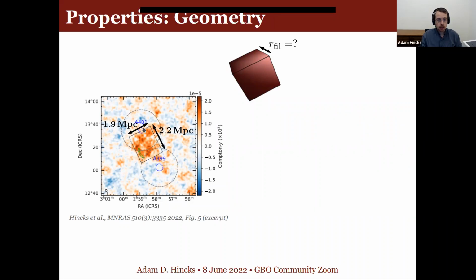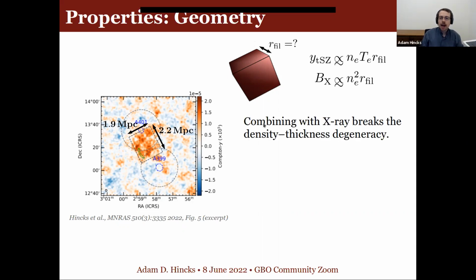These are the dimensions in physical units in the transverse and along the axis. Because our measurement integrates along the line of sight, from our data alone, we can't measure the dimension that I'm calling R fill here along the line of sight. But again, you can combine with X-ray data to break the degeneracy. So remember, the X-ray data goes as the density squared. We only go as the density. You can get the temperature again from the X-ray, and you combine the data, and you can solve for the length along the line of sight.